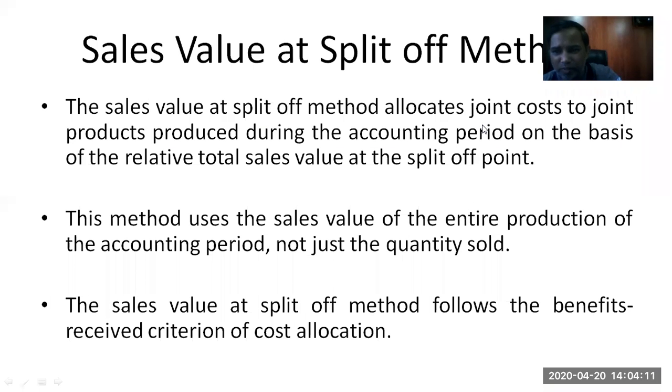Sales value split off method. We are entering into the first method. We are just looking at the theoretical part. The sales value split off method allocates joint cost to joint products produced during the accounting period on the basis of relative total sales value at split off point. This method uses the sales value of the entire production of the accounting period, not just the quantity sold. And the sales value split off method follows the benefit received criteria of cost.